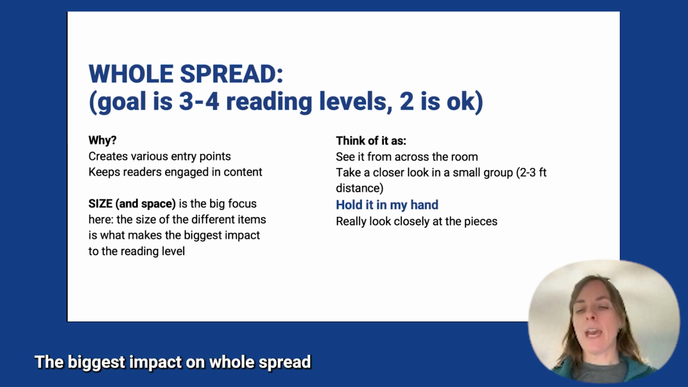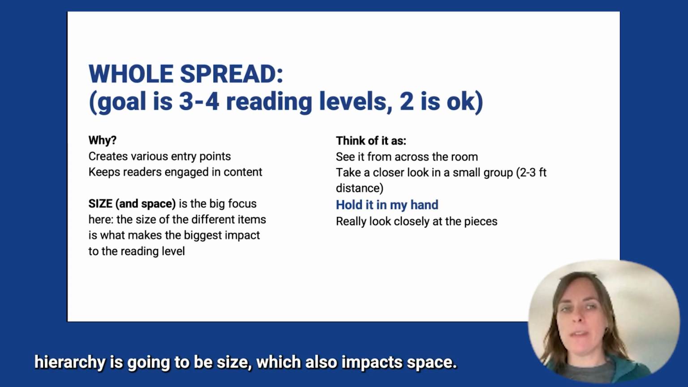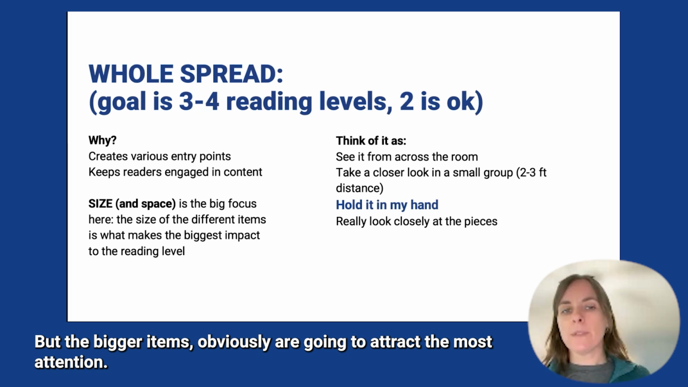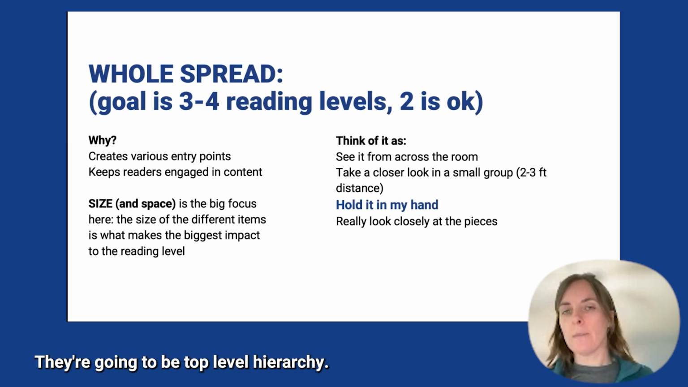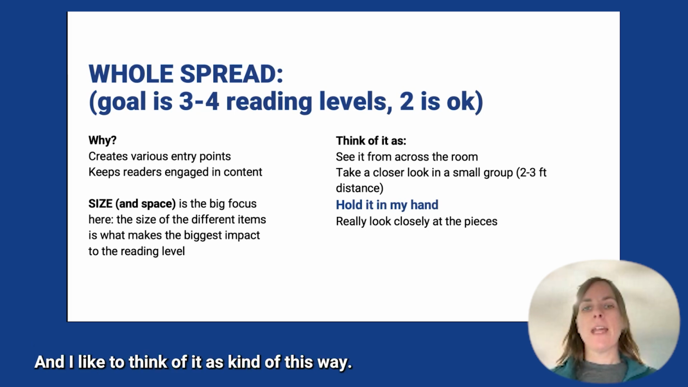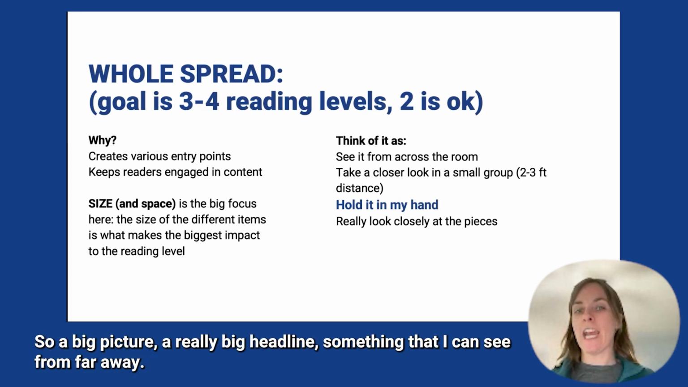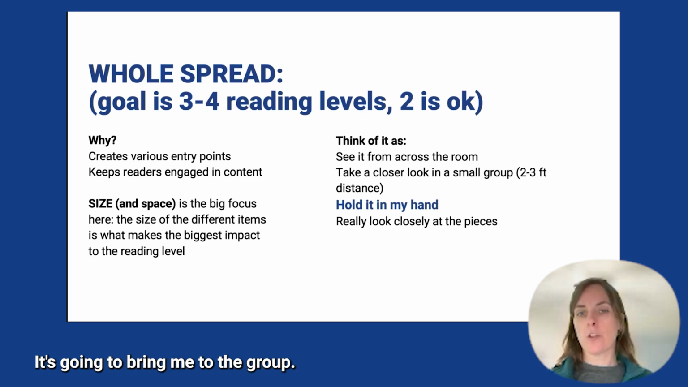The biggest impact on whole spread hierarchy is going to be size, which also impacts space. But the bigger items obviously are going to attract the most attention. They're going to be top level hierarchy. So we're going to see size come into a major factor with whole spread hierarchy. And I like to think of it as this way. We see things from across a room and we're drawn in. So a big picture, a really big headline, something that I can see from far away, it's going to bring me to the group.